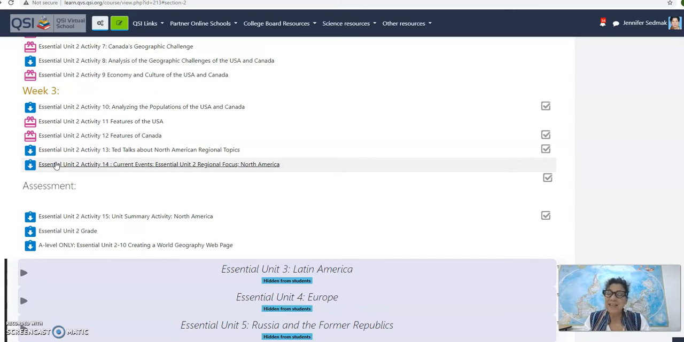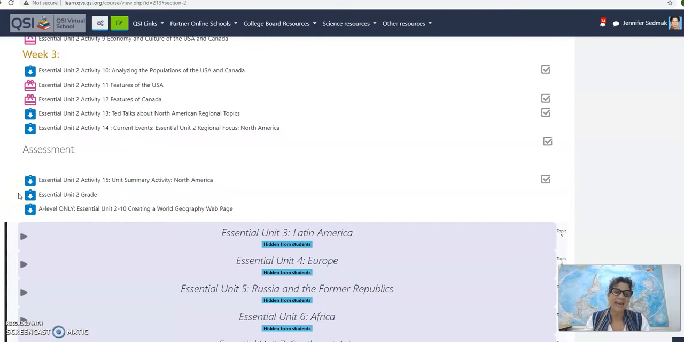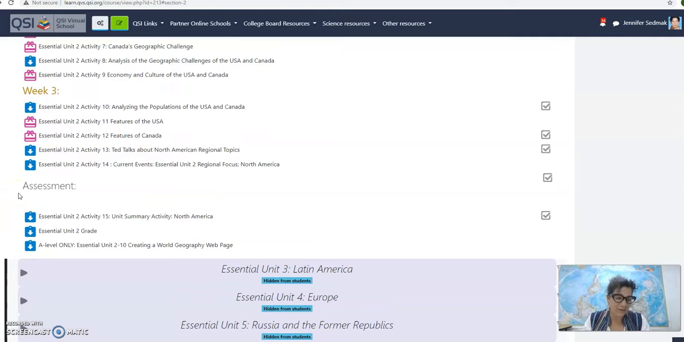Now, moving into the assessment portion, because I would like you to get this done this week as well. And then you could take a fall break, if you will. You can take some time off. I won't schedule anything for the following week, but there is this unit summary activity. Just like in Unit 1, you had a unit summary activity. In this unit, there is one as well.